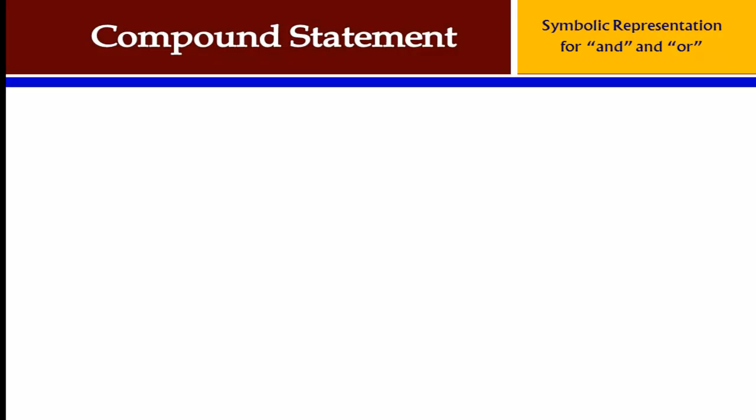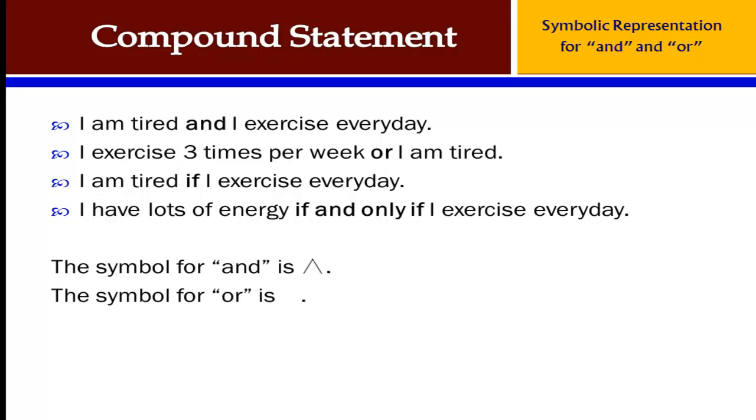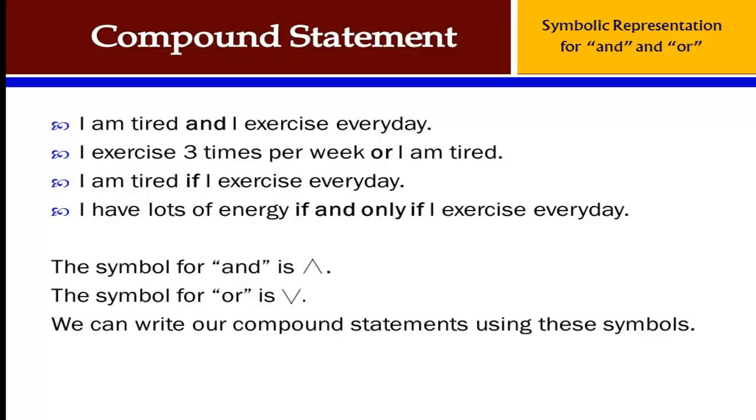So let's look at some symbolic representations of these connectives. Using some of the statements we saw before, the symbol for and is as shown here. It looks a little bit like an A, but there's no crossbar, and you might remember it since it kind of looks like an A, and the word and begins with the letter A. The symbol for or is this symbol turned upside down. So now we can take our verbal compound statements and translate these into symbols.